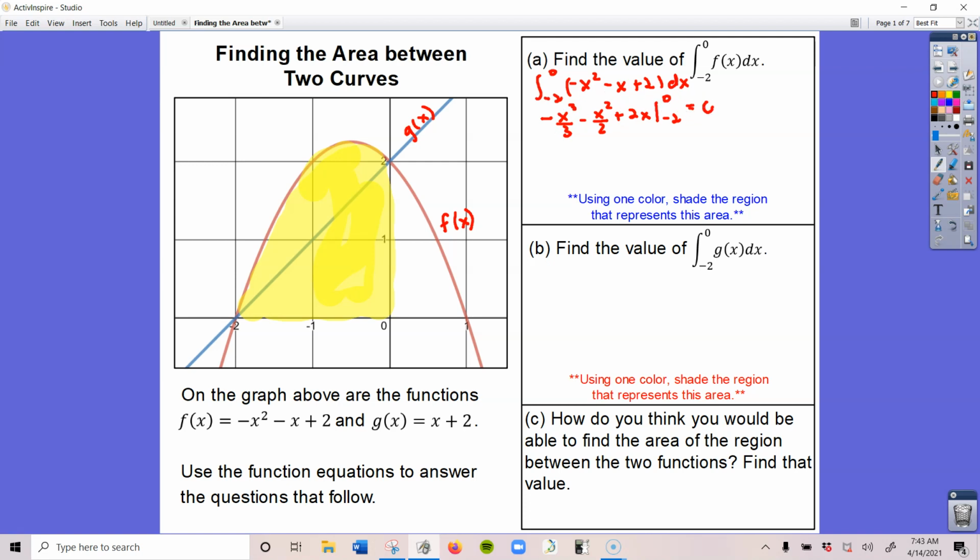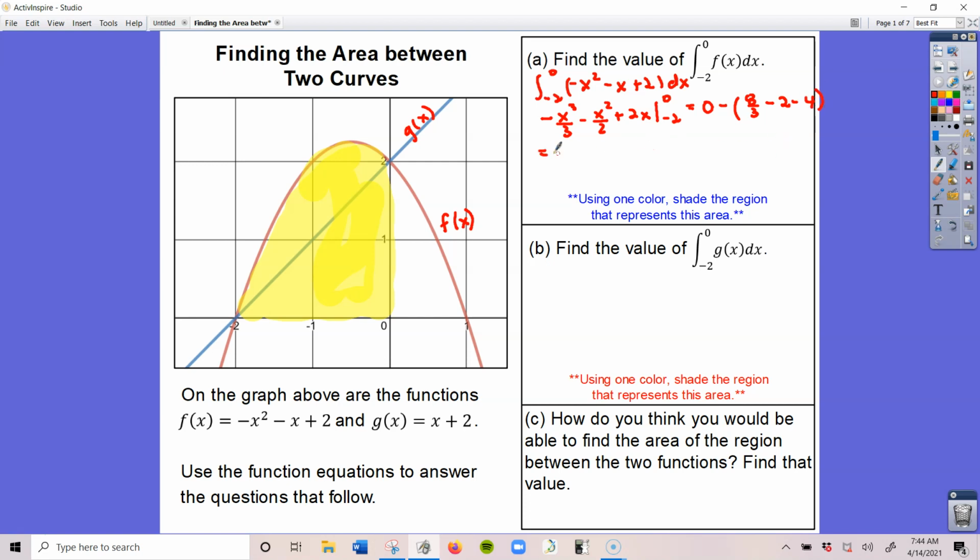So first when I plug in the 0, everything would end up being 0. So this would just be 0. Minus, now I plug in the negative 2. Negative 2 to the third is negative 8. Times this negative here would make it a positive 8 over 3. Minus, negative 2 squared is a positive 4. And 4 divided by 2 is 2. And then minus 4.